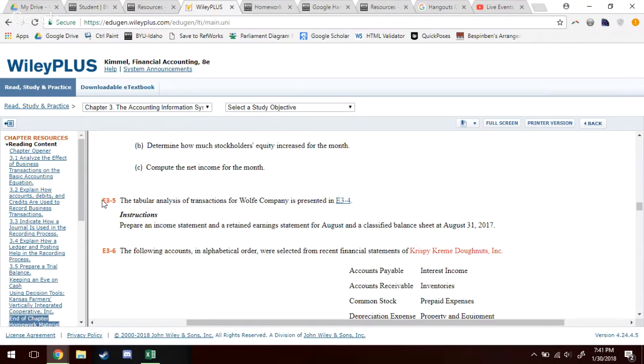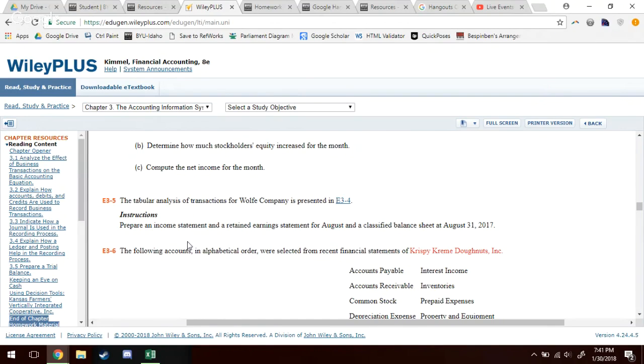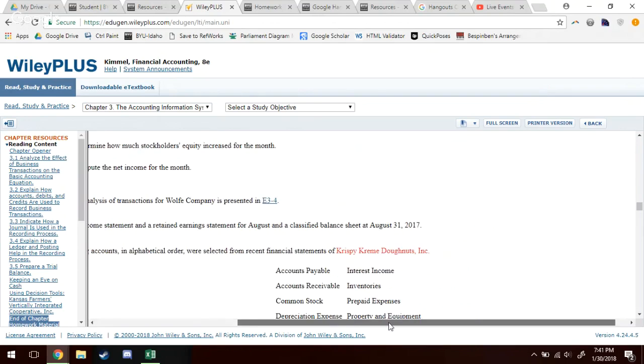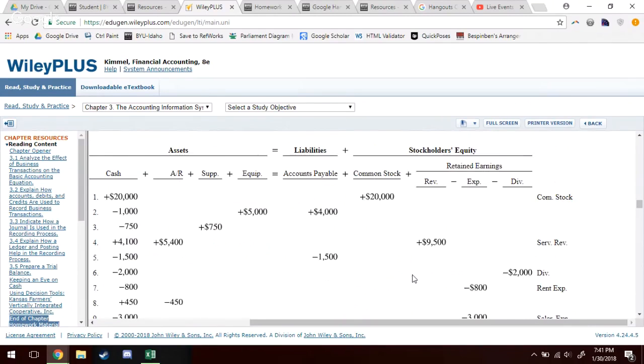Exercise 3-5: the tabular analysis of transactions for Wolf Company is presented in Exercise 3-4. We'll go there in just a second. Instructions: prepare an income statement and a retained earnings statement for August and a classified balance sheet at August 31st, 2017. If you already read the chapter, you should be fairly familiar with the tabular analysis. It shows how cash flows through the company for a given period of time.